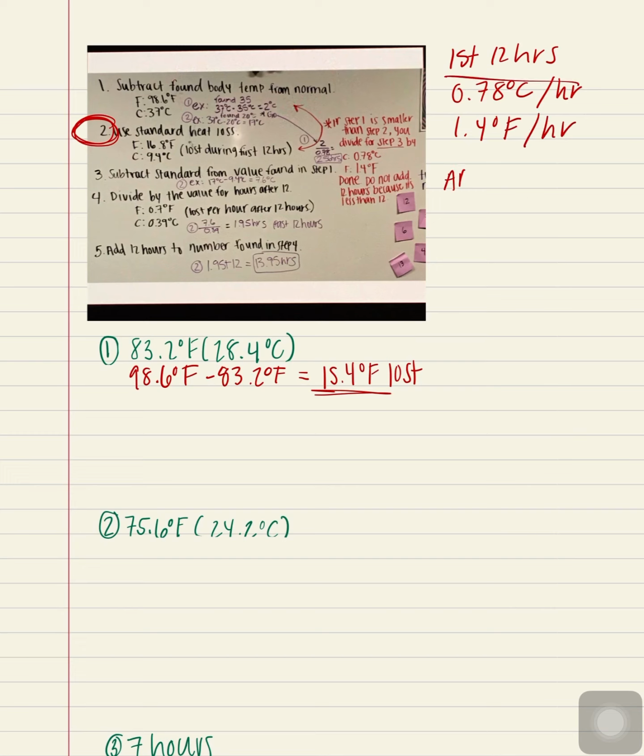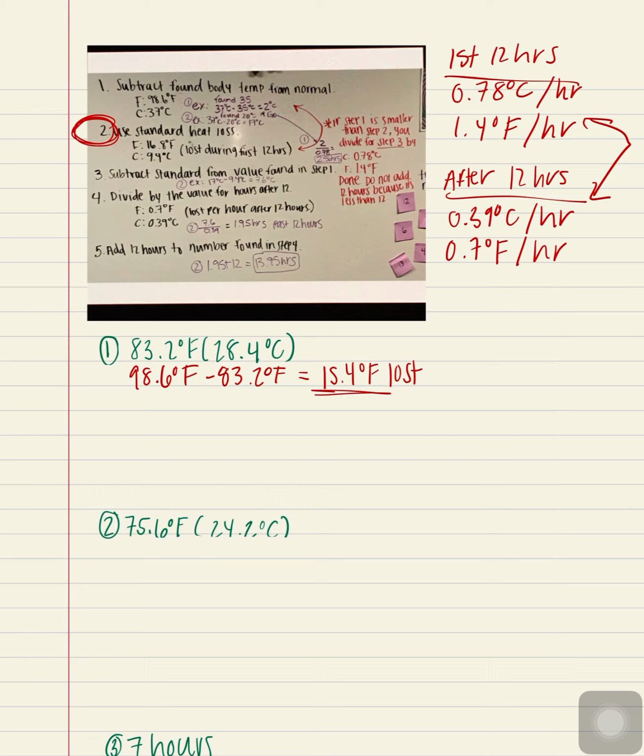After 12 hours, we lose them at half that rate. So in other words, it's not losing the temperature as quickly because we're getting closer to whatever the surrounding temperature is, and so it slows down the rate at which you're losing temperature. Okay, so that would be in this scenario 0.39 degrees Celsius per hour or 0.7 degrees Fahrenheit per hour. And if you see, those are literally just half as much as they were before. So we lose temperature half as quickly after 12 hours have passed after we died.